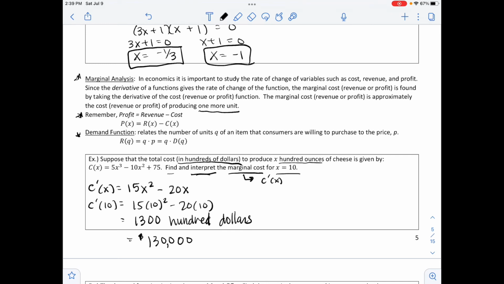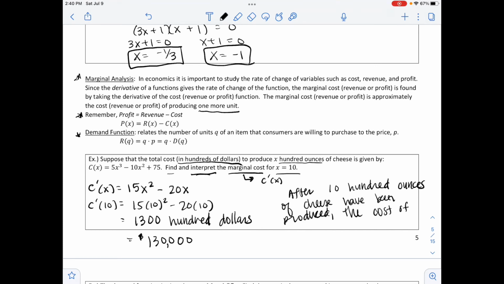It does also ask for us to interpret this, and so we can say after 1,000 ounces of cheese have been produced, the cost of producing one more, and it's not ounce because we're measuring stuff in 100 ounces, so one more 100 ounces of cheese is $130,000.